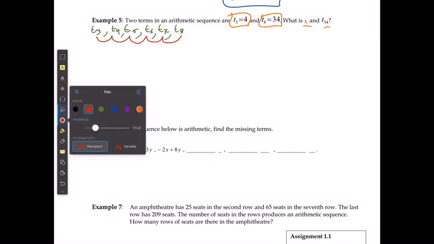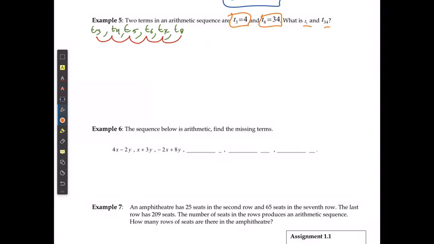I can put that into my formula and say, well, my difference is going to equal 34 minus 4 divided by how many changes did it have? Well, it had 8 minus 3 changes, or as we already counted out, 5 changes. So this is actually a change of 30 over 5 changes. It should change by 6 every single time.